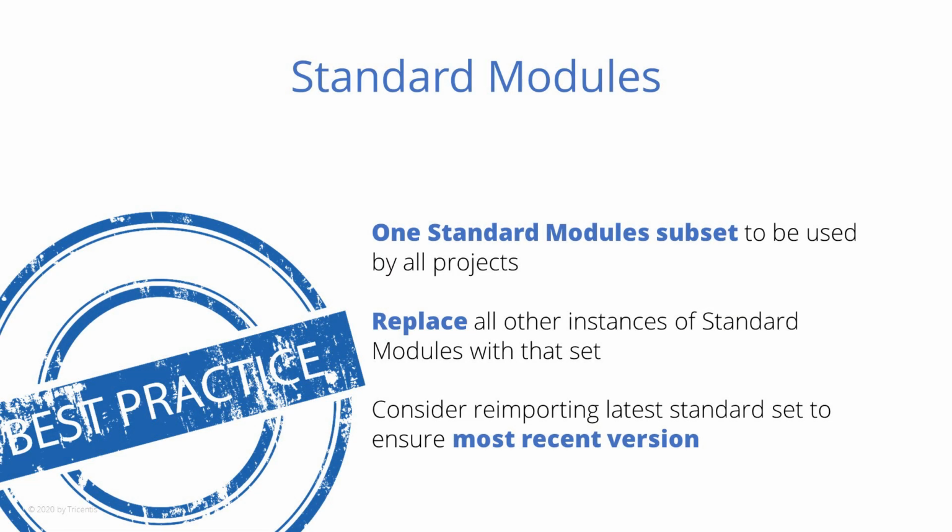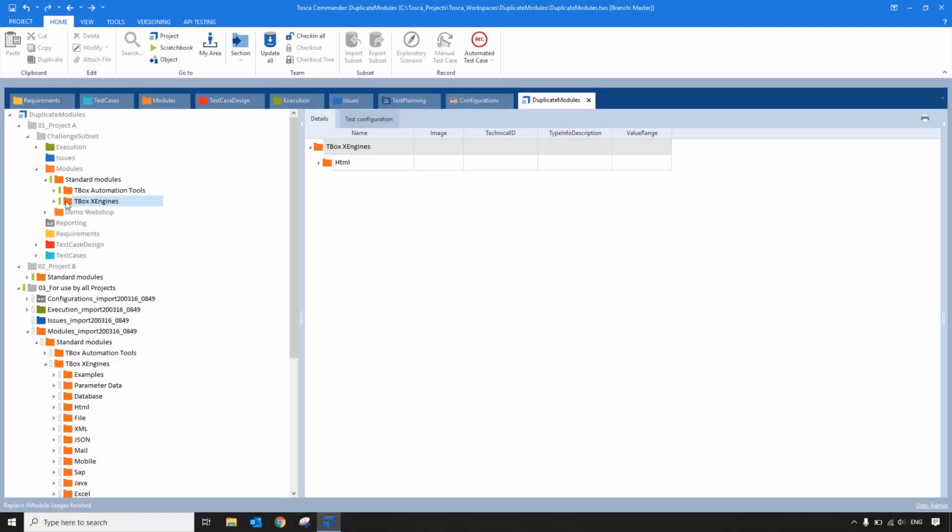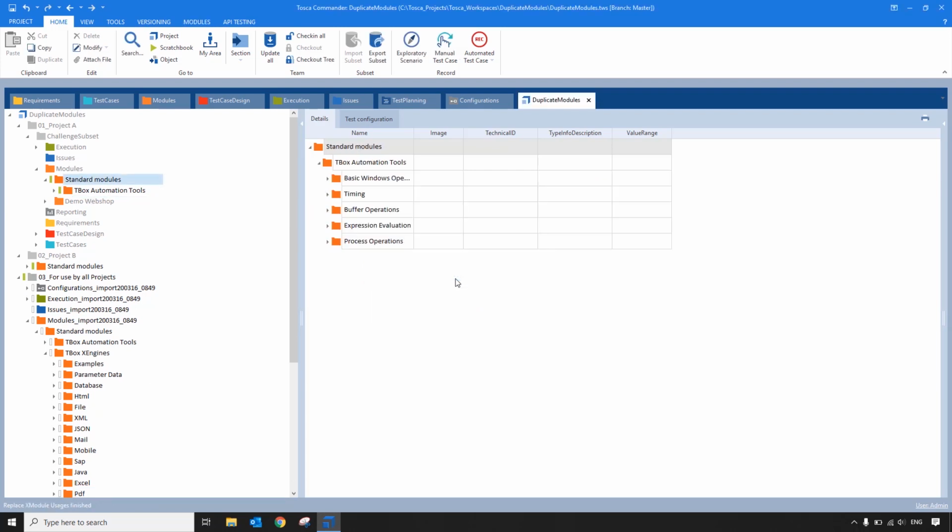We suggest having a standard modules folder which is relevant for all projects, to replace all other standard modules with. They will all refer back to this module set then. You can even re-import the latest standard modules to ensure that you have the most recent version of the modules. To replace any of these modules or folders, you simply hold Shift, click and drag the standard modules which you want to get rid of and replace the usages with the relevant for all projects set.